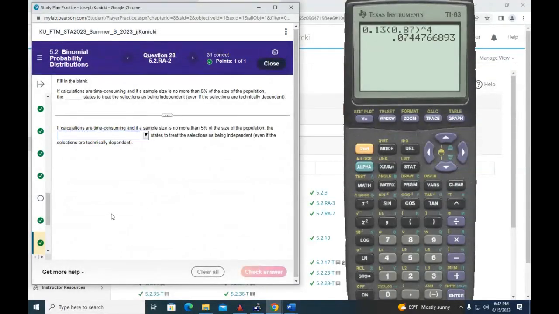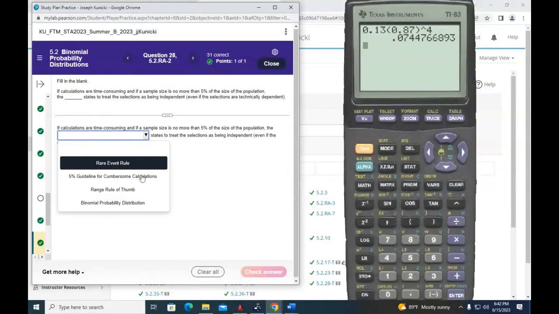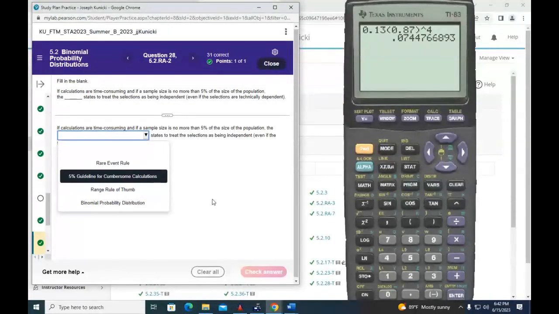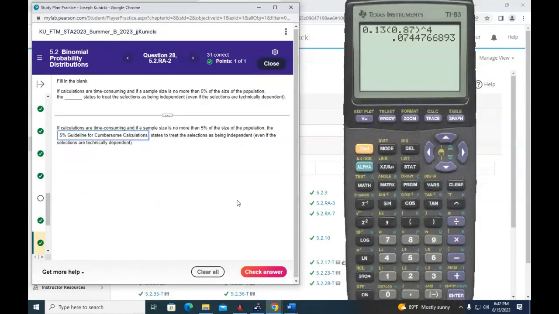If calculations are time consuming and if the sample size is no more than 5% of the population, which one of these do we use to state that they could be? Rule of thumb. No. 5%. 5% meaning that the sample is less than 5% of the population. Okay. Remember that one? We did it a couple times.